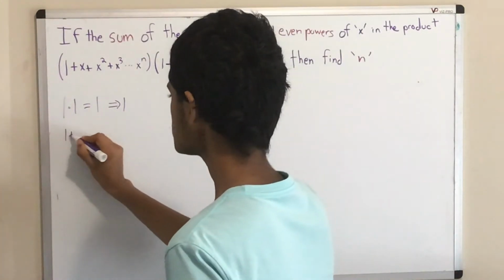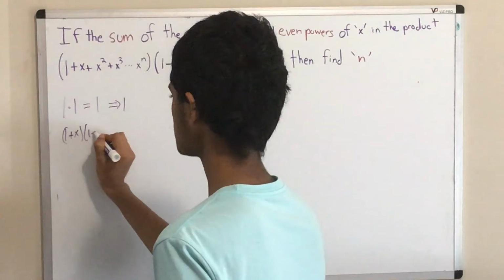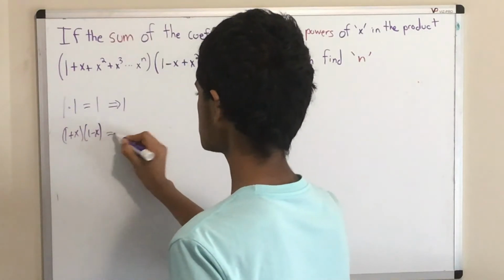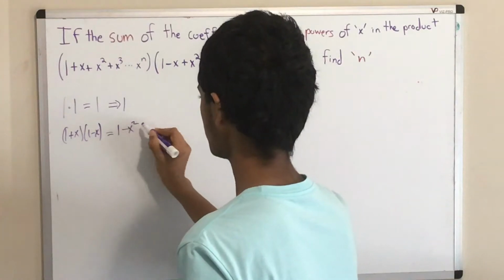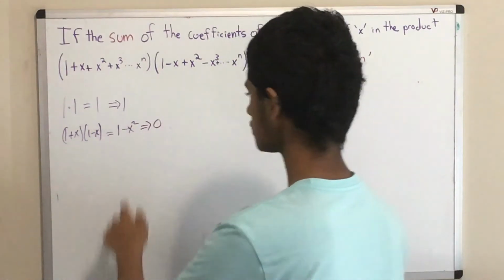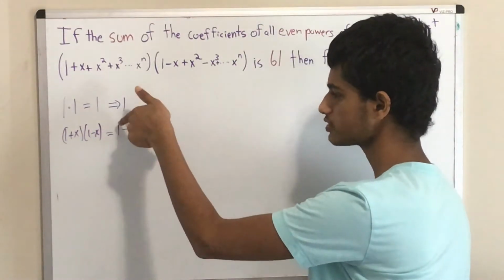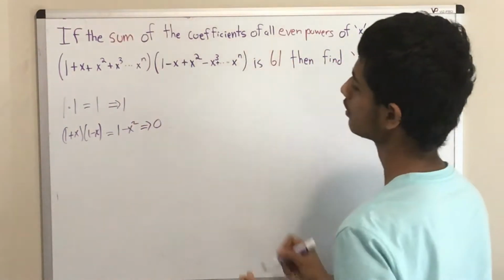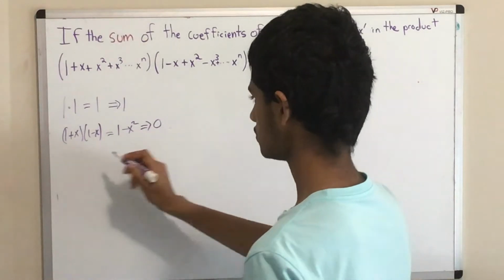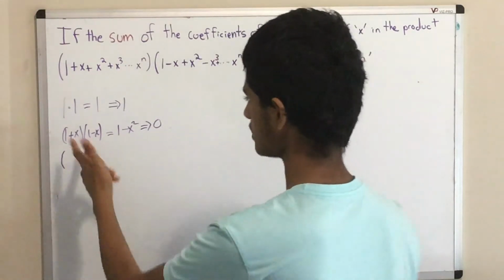Now we're going to do (1 + x) times (1 - x), and that's the same thing as 1 - x². The sum of the coefficients of that is 0, because remember, there's a hidden x to the power of 0 in there, and this counts as an even power. So that's 0.